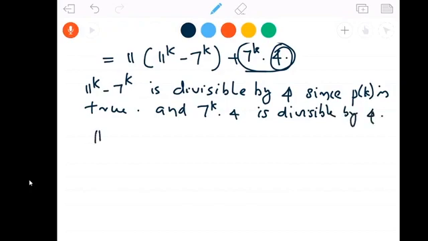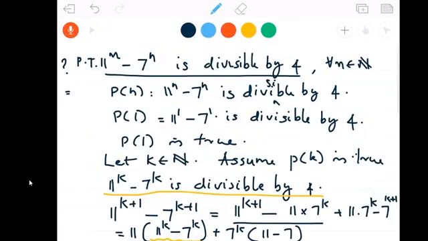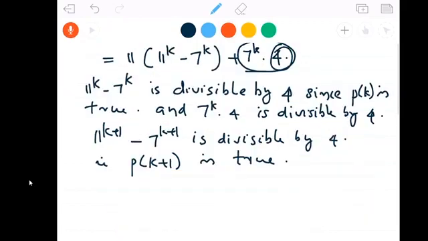So what we get is 11 to the power k plus 1 minus 7 to the power k plus 1 is divisible by 4. That is, P of k plus 1 is true. So, we proved that P of 1 is true. We have assumed P of k is true, and we proved P of k plus 1 is true if P of k is true.